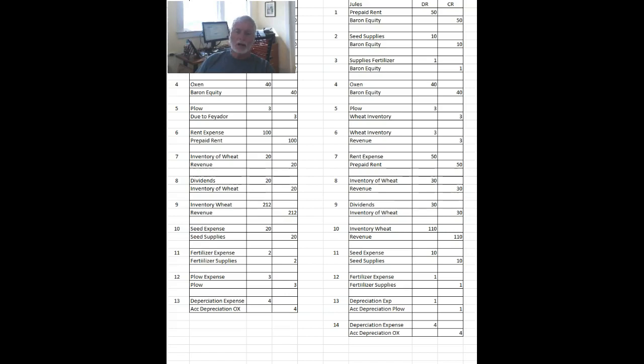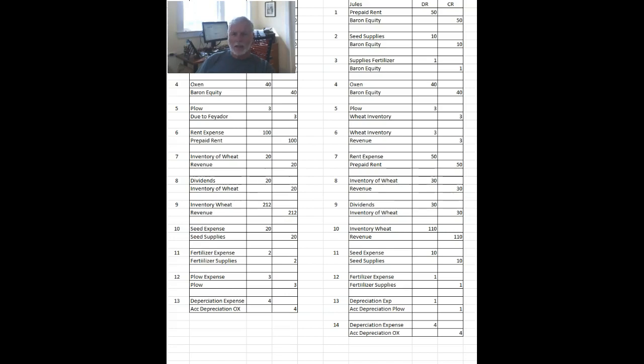So first of all, you have to establish that monetary unit, which is fairly obvious that it should be bushels of wheat, because that's the common denominator between all the different transactions that take place. So we can convert everything into bushels of wheat. Plows and supplies and fertilizer and all those different things can be converted.